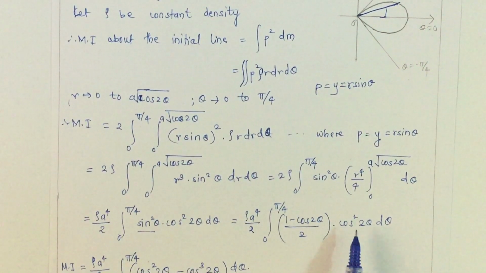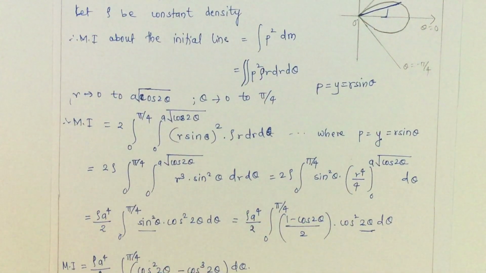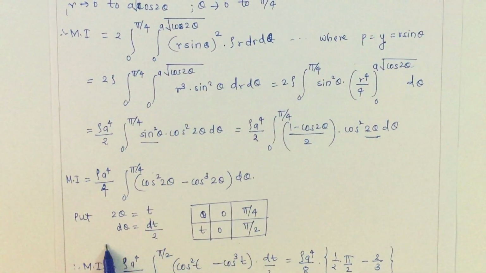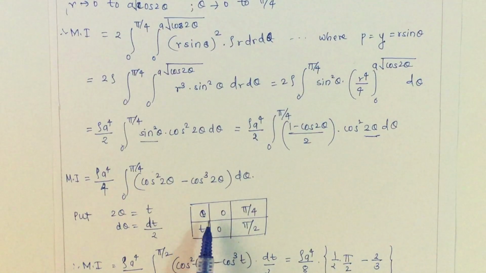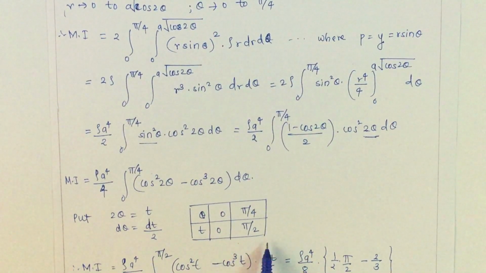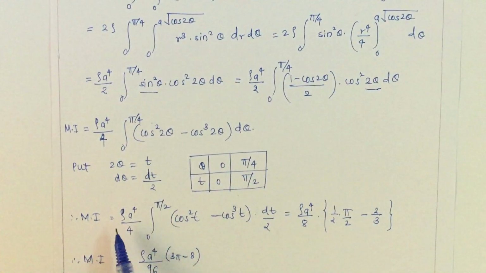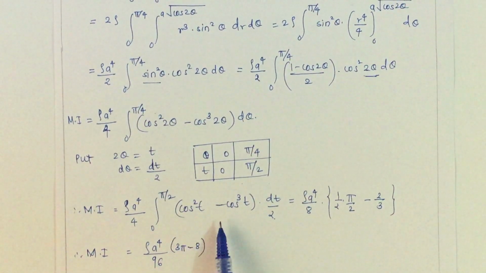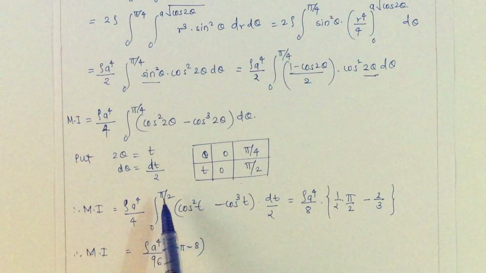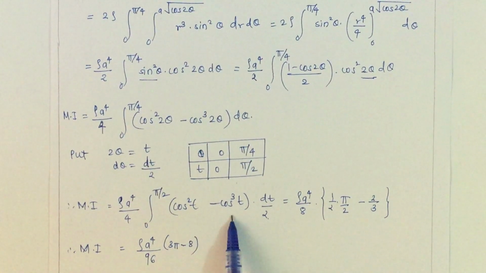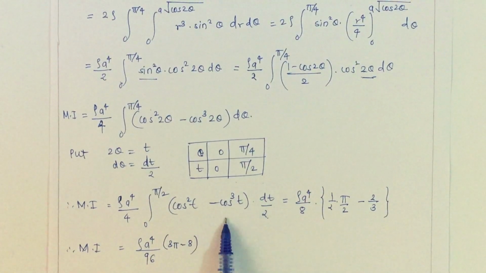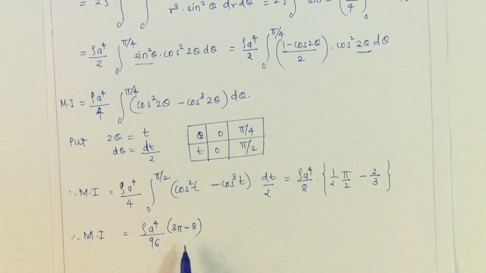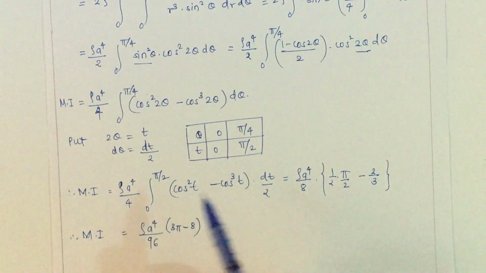Now this is a double angle, so what we do, we make a substitution 2 theta as t. Substituting 2 theta as t, d theta becomes dt by 2. As theta varies from 0 to pi by 4, t will vary from 0 to pi by 2. So the moment of inertia value becomes rho a raised to 4 by 4 integral 0 to pi by 2 of cos square t minus cos cube t, dt by 2. Within the limit 0 to pi by 2, whatever the power is, we can find this by the reduction formula. So by the reduction formula, we obtain the value for moment of inertia as rho a raised to 4 by 96 into 3 pi by 8, right.